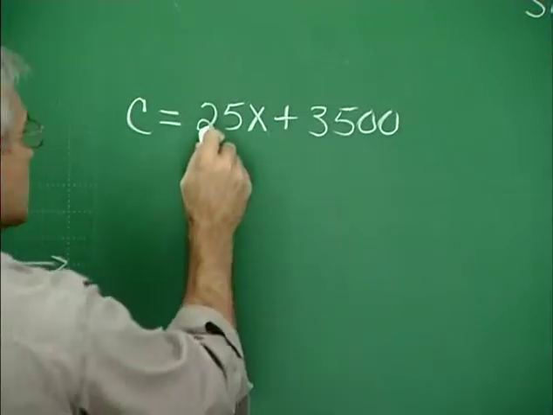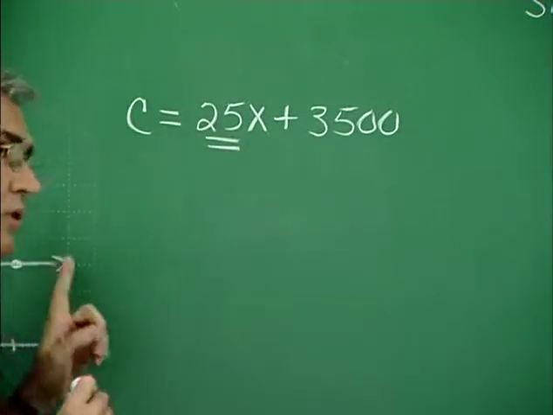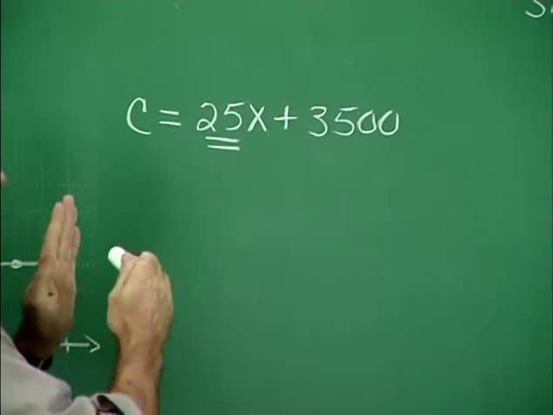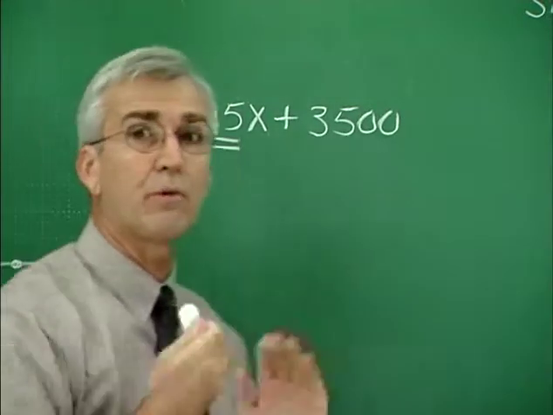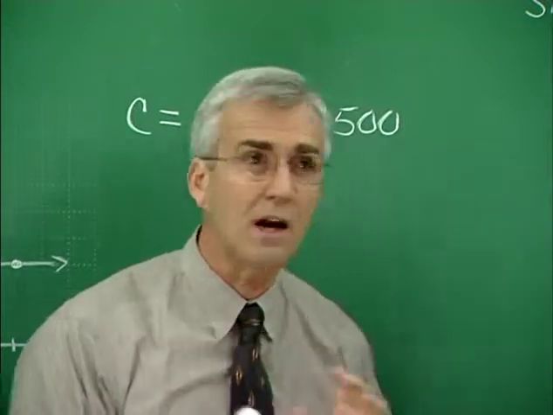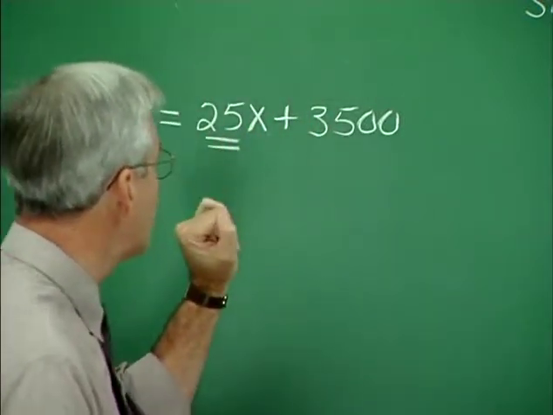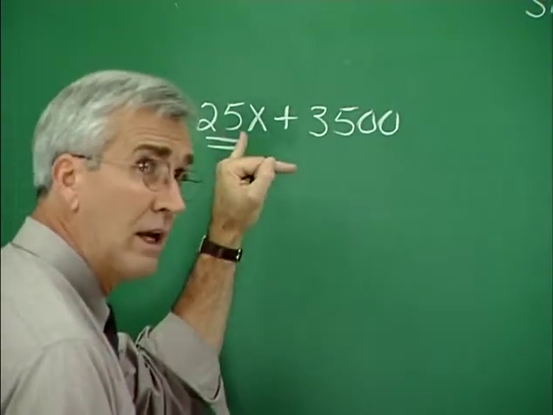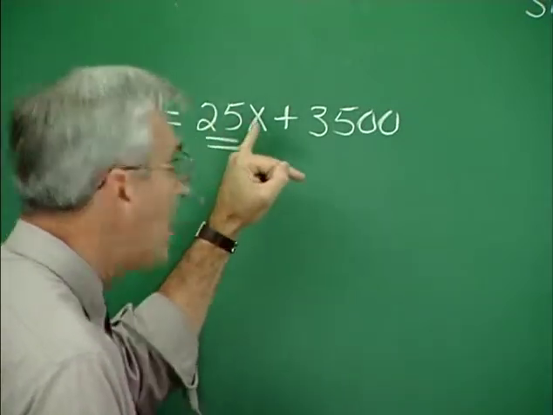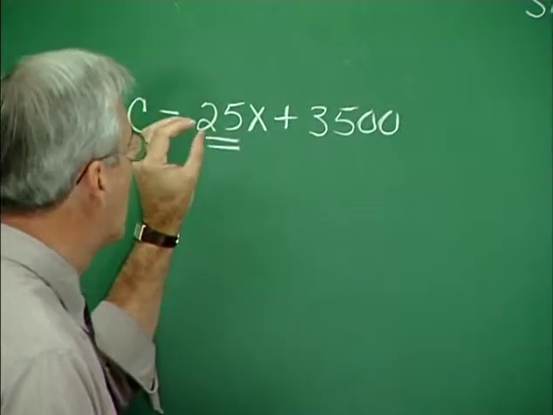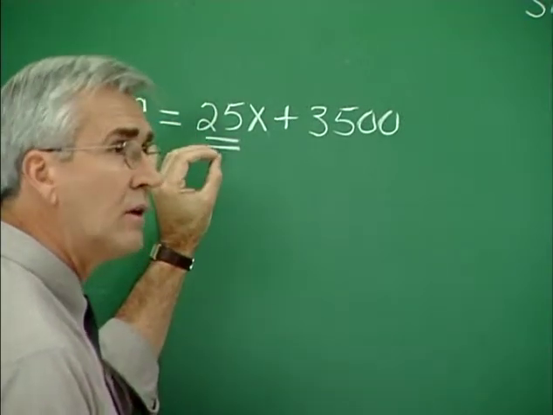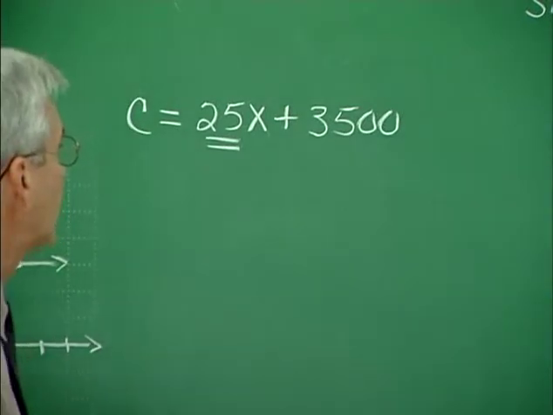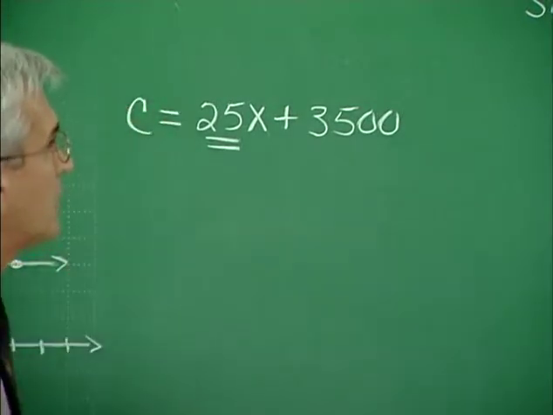And it turns out that this slope can be interpreted as a rate. That is the additional cost per unit, because every time we make x a little bit bigger by 1, we're adding another 25. So 25 is the cost per unit, or the unit cost, or the marginal cost for this particular product. So it's an interesting interpretation.